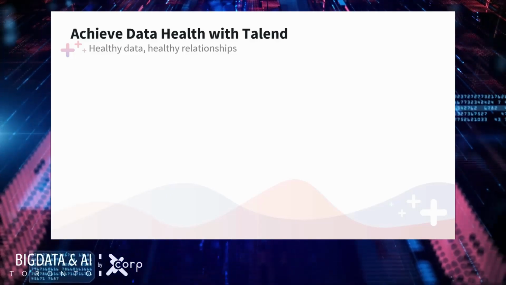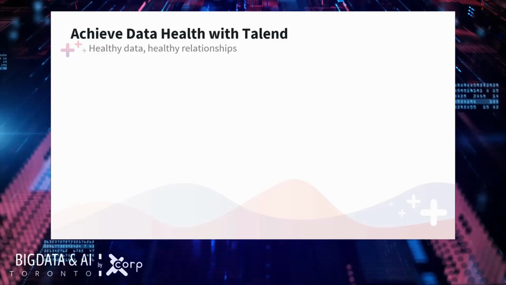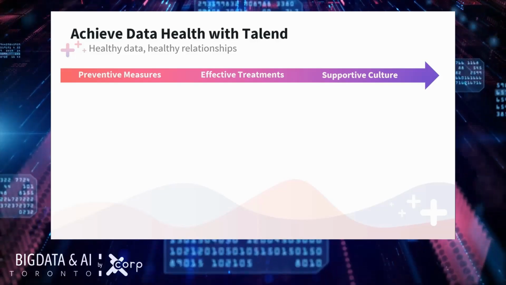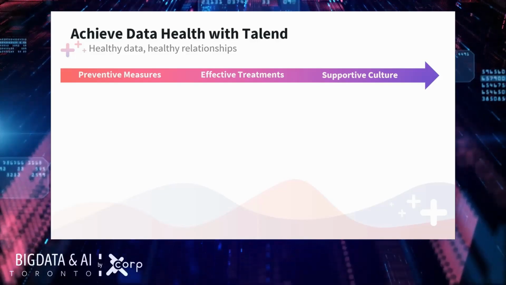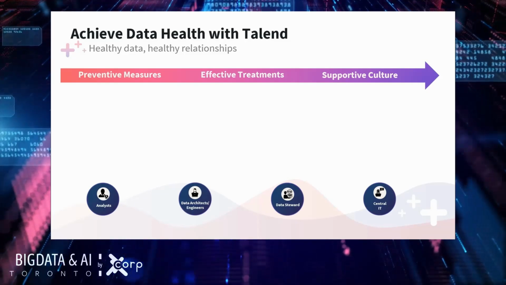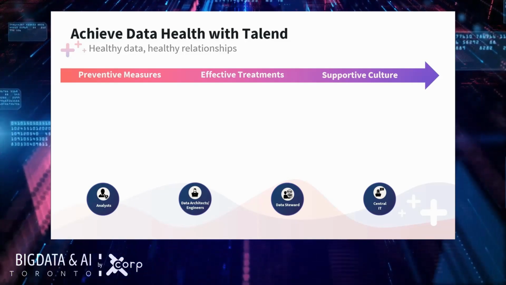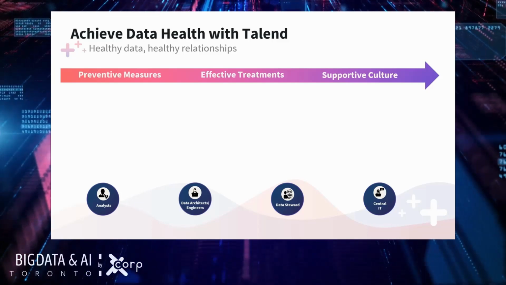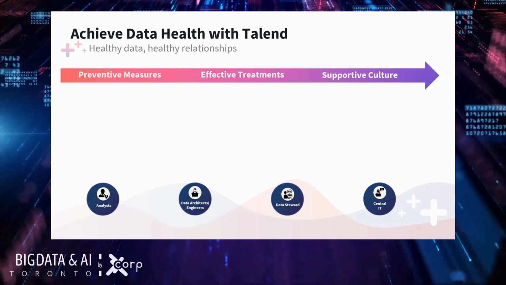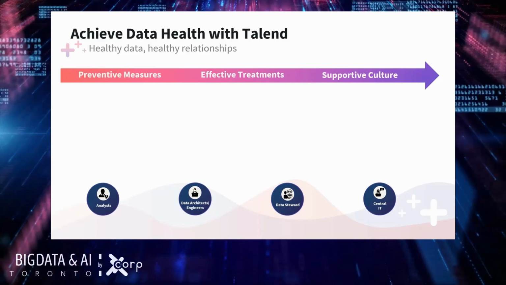Now that you have seen the pain of Rebecca and Justin, I want to show you how Talend enables you to achieve data health through a combination of preventative measures, effective treatments, and a supportive culture, our 3 pillars of data health. At a tactical level, it starts with enabling all personas across the organization to take an active role in ensuring clean, healthy data is at the center of all your business initiatives, including an effective Customer 360.